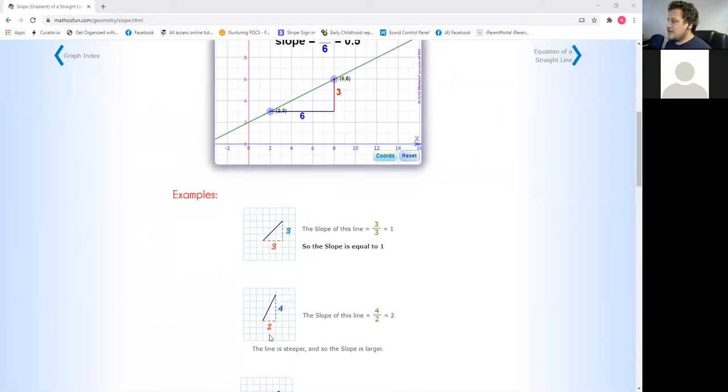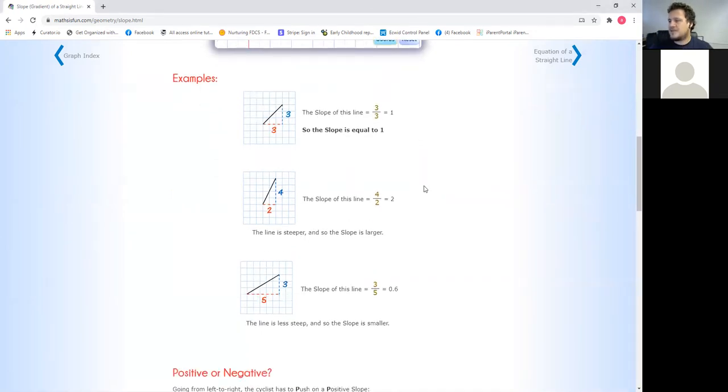The steeper the line, the bigger the slope. So this goes up, which is the rise, and 2 across, which is the run, 4 divided by 2. So this one, the rise, it goes up by 3 squares and across by 5 squares.